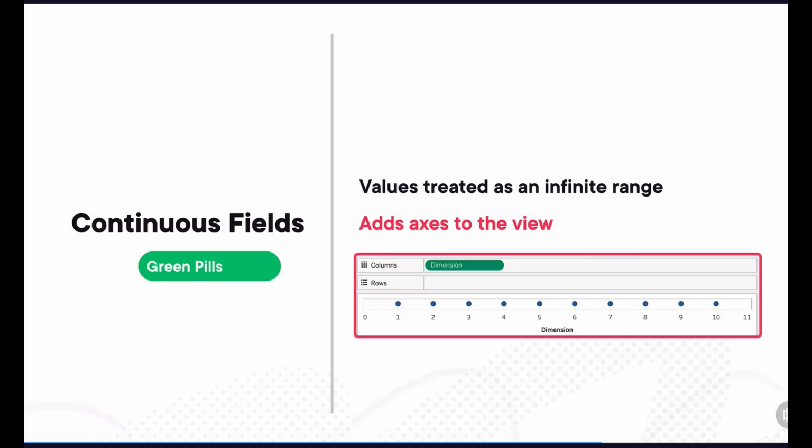Tableau automatically adds padding on the axis, as we can see by the presence of 0 and 11 on the axis. This view results in a single pane, and we cannot draw borders between all of these values. If you take anything away from this course, remember that blue pills are discrete and green pills are continuous.